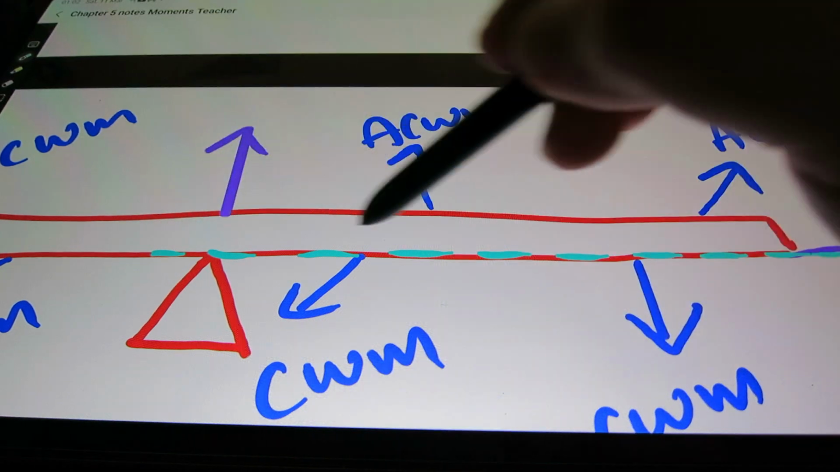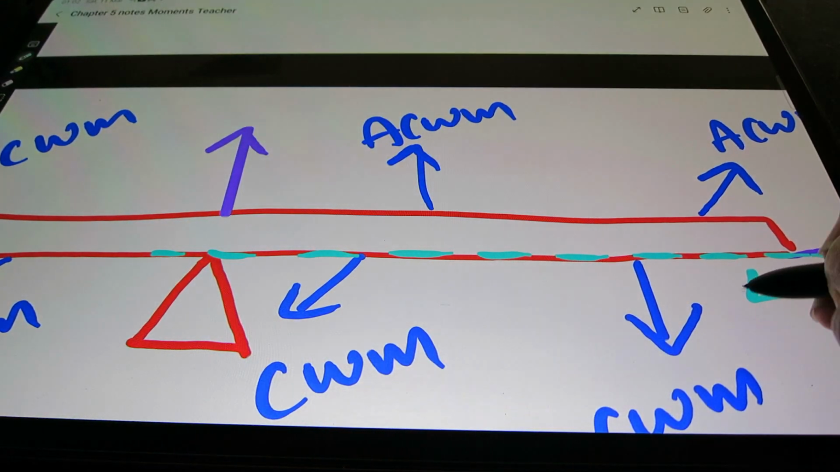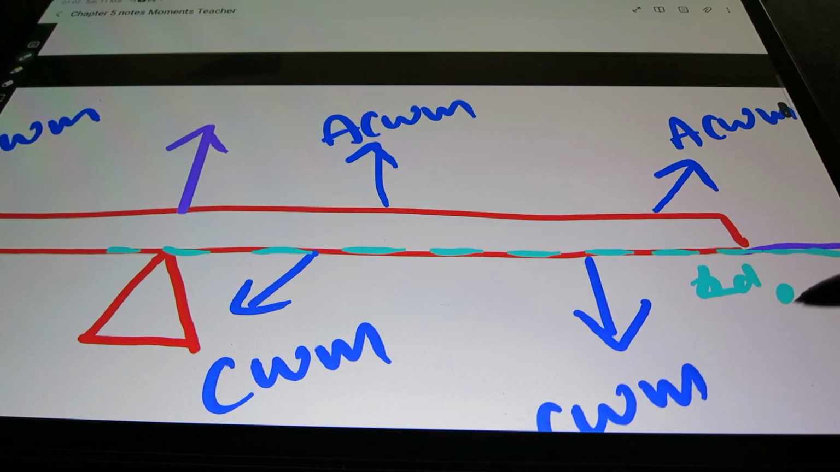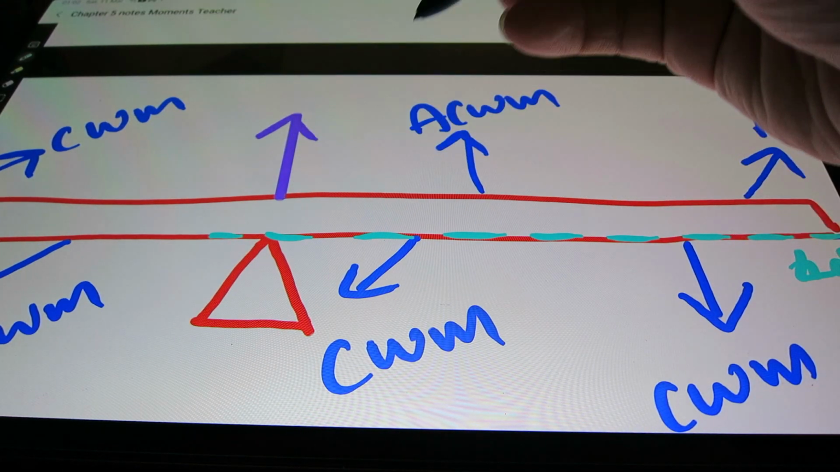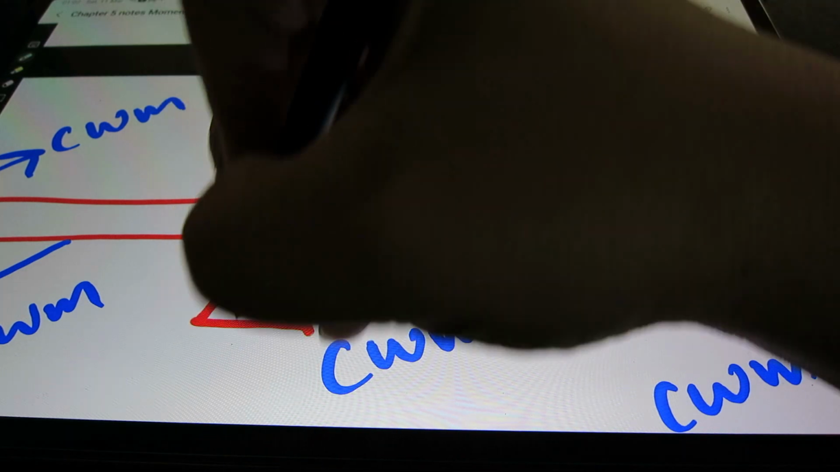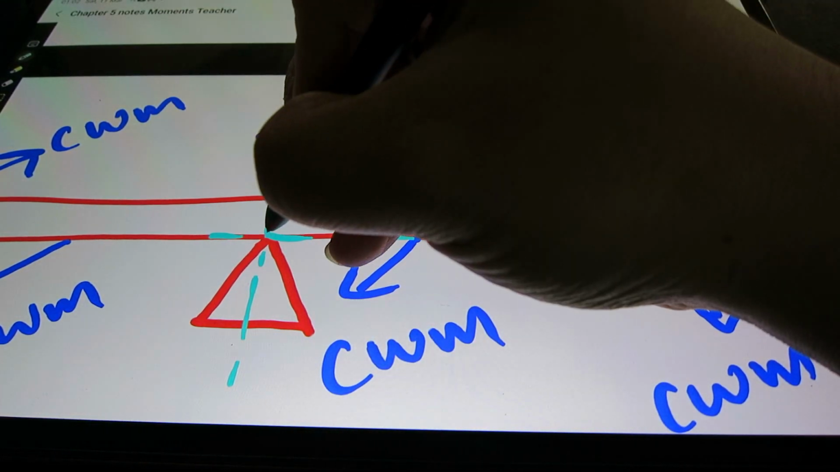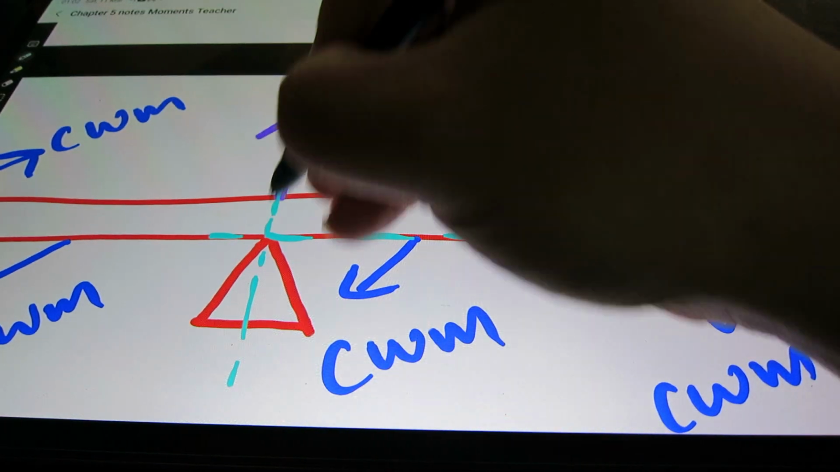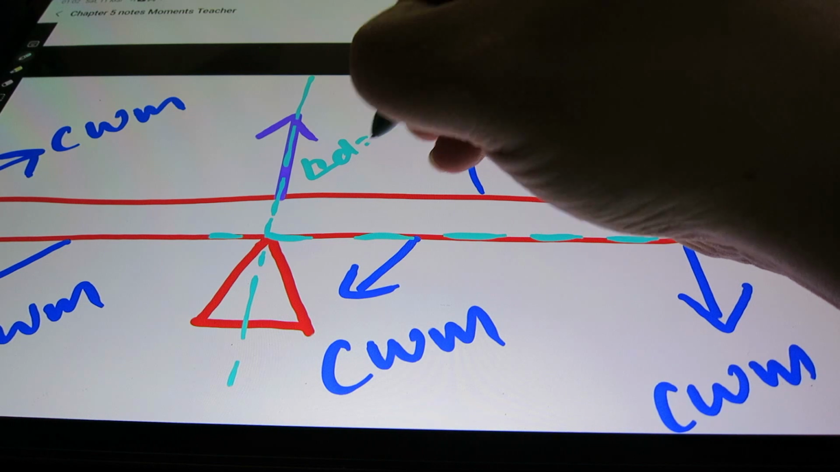Since this line of action actually hits the pivot, you know therefore this perpendicular distance is actually 0, because the distance between them is actually 0 meters. The same goes with this. If you're going to have trouble thinking about whether it's going to cause a clockwise or anti-clockwise, my suggestion is just draw the line of action of the force. If it coincides, that means the distance between this line of action and this pivot is actually 0. So the perpendicular distance for this one is also 0.